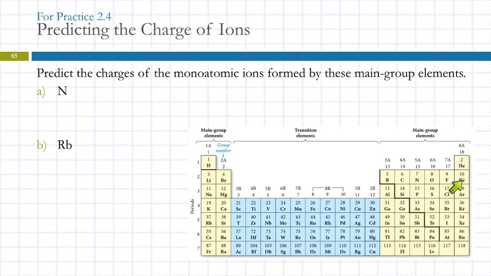Or we can say, well, we're going to start over here and we're going to count backwards. Minus 1, minus 2, minus 3. We can say group number minus 8, 5 minus 8 is negative 3. So it's going to have a 3 minus charge.